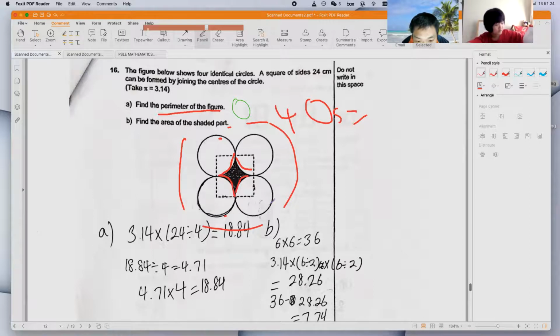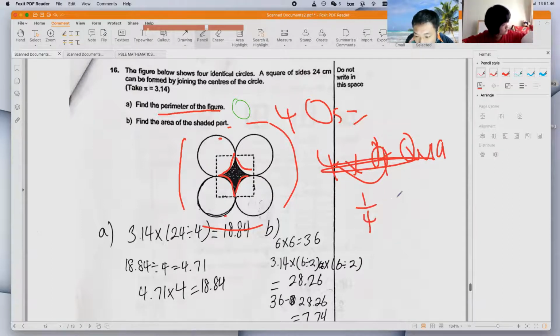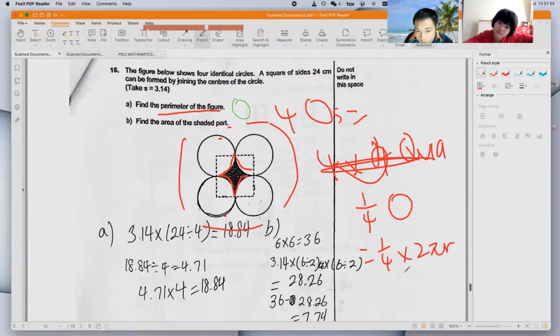Why? Yeah, I know. The shaded part is 4 times the circle, literally 1 circle, and 4 quadrants. But make sure you never forget the formula, so write it down. The formula is: first find out 1 quadrant is 1/4 circle. So 1/4 times 2 pi r. Of course don't miss out the pi, don't miss out the r, right? So let's continue. 1/4 times 2 times 3.14.